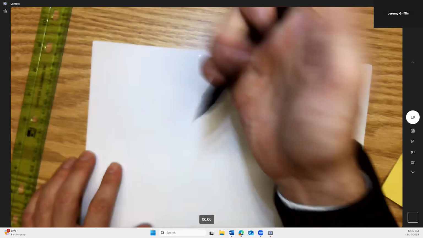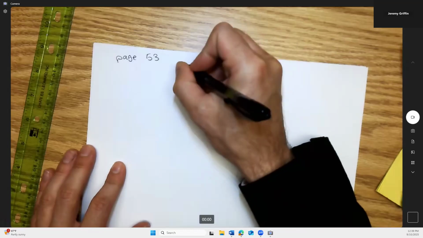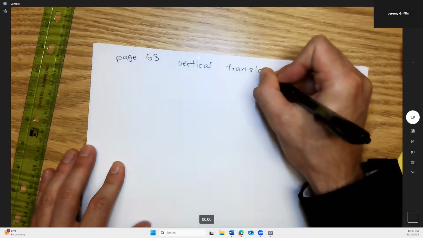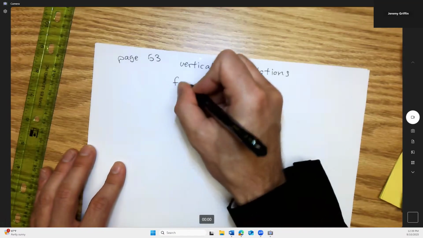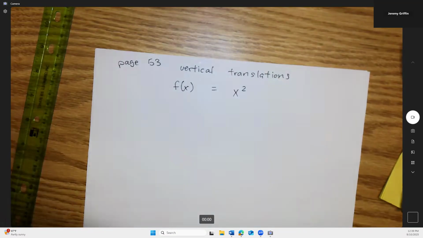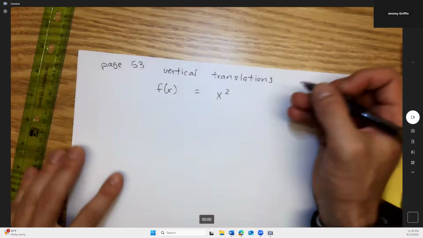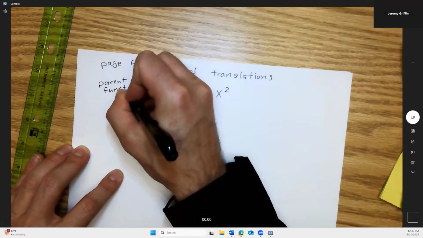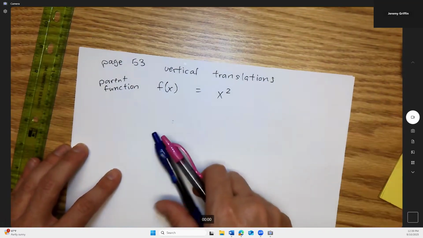All right, so this is page 53. Right, so let's start with vertical translations. Okay. So what if I have a parent function, f of x? I'll just make it very simply x squared, which you guys know, of course, is just this parabola right here. So we're going to start that as the parent function. I'll list this as the parent function. Okay. Now I'll put this through some transformations, some translations in this case.